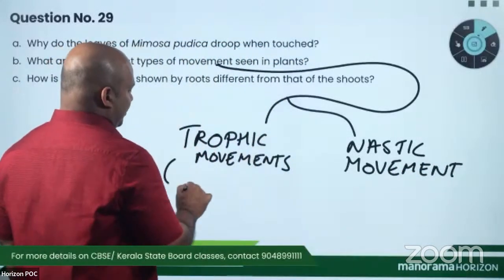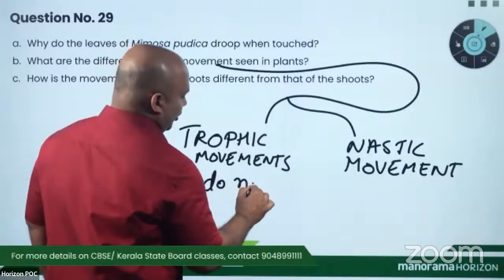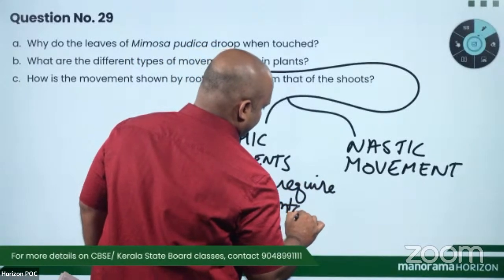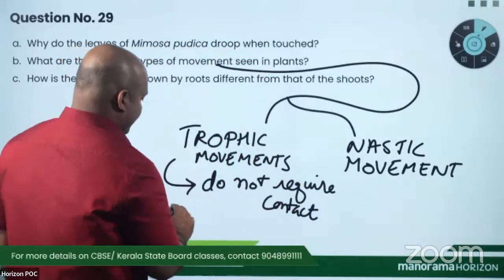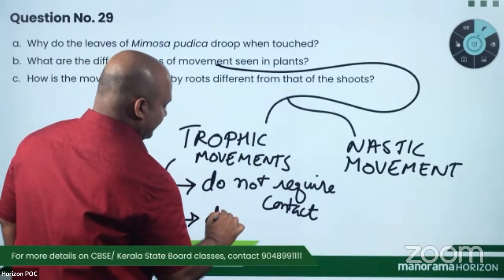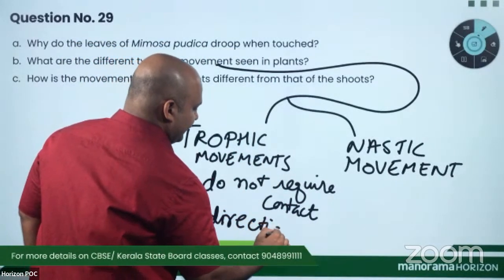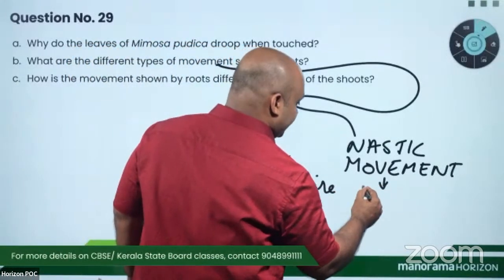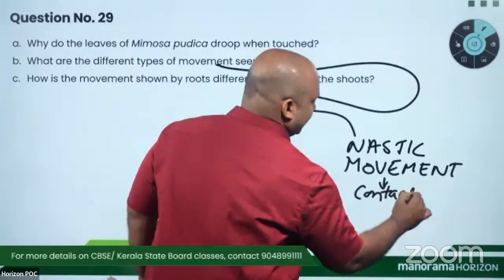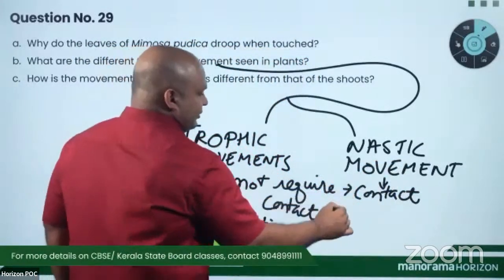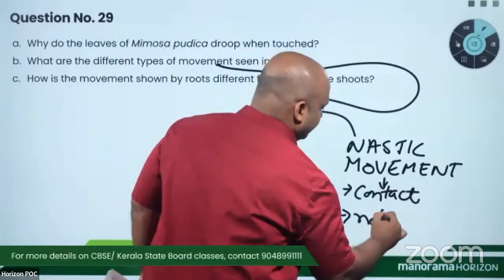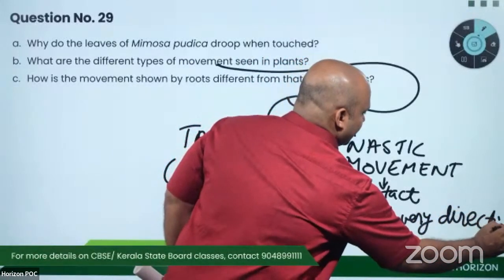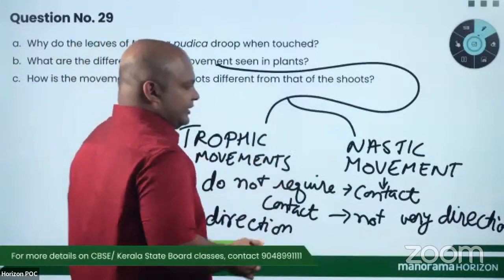Trophic movements do not require any contact. That is one important property. Second, they have a definite direction. These movements will always happen in some definite direction. Nastic movements have contact required. Mechanical contact is the most common type. So this is nastic movement. Second, they are not very directional. These movements are not taking place in any particular direction. These are the two broad categories of movement in plants.